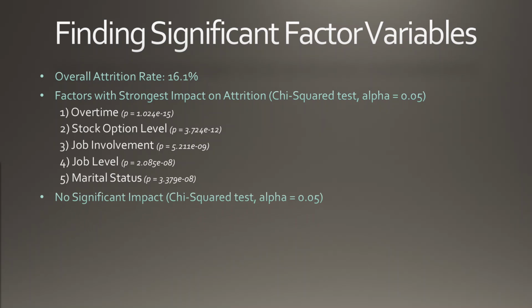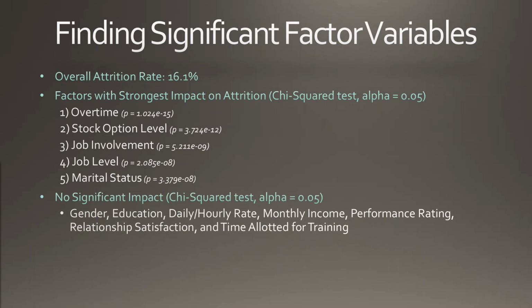Along this same thought, there are some variables that were not significantly impacting attrition. Among these are gender, education, daily rate and hourly rate, monthly income, performance rating, relationship satisfaction, and time allotted for training.